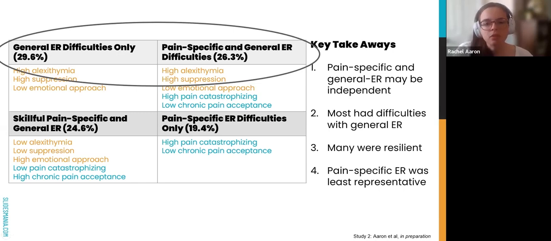So we see a lot of alexithymia in this group. We see high suppression, so people just trying to push the emotions away, and that low emotional approach where they don't want to approach and feel the emotions. We talked about how this can lead to poor outcomes.